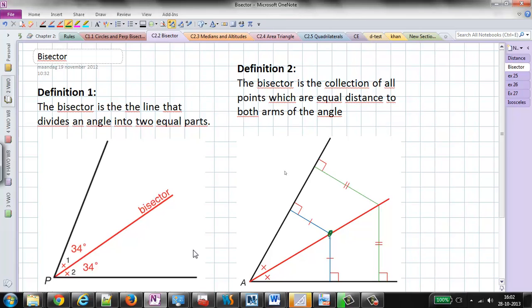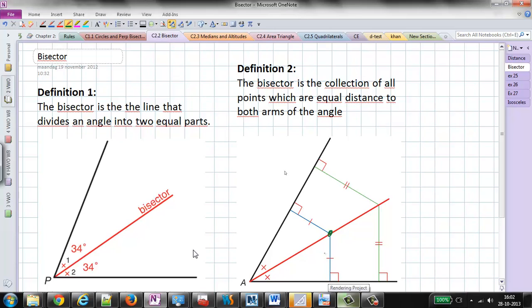In other words, if you consider this to be a big field, and this is a road, and you're wanting to walk to the road, you're standing here. How are you going to walk? You're not going to walk this long path or that path. You're going to walk the shortest distance to that road. And that happens to be the perpendicular distance. This is the path that makes the angle to the road or to the arm of the angle perpendicular. So this is how we define a distance from a point to a line.